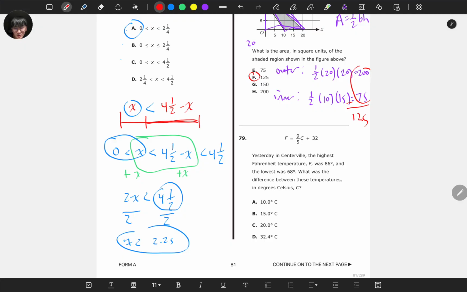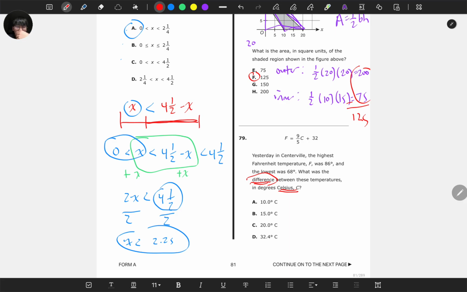Okay, 79. Yesterday in Centerville, the highest Fahrenheit temperature was 86 degrees and the lowest was 68. What was the difference between these two temperatures? So we need to find the difference, which means we have to subtract these two temperatures, but it's got to be in degrees Celsius.